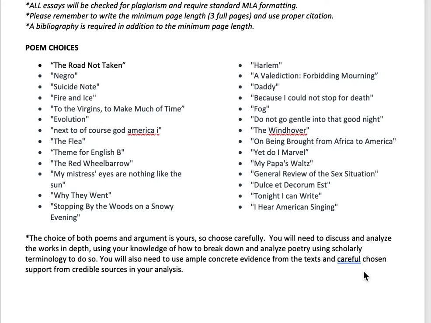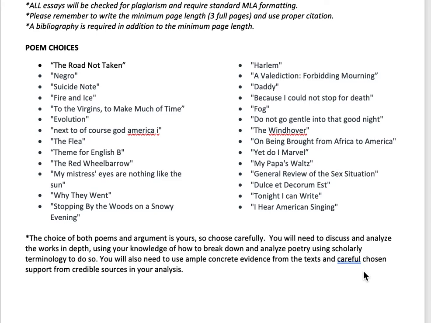So for example, one thing I want to make sure that you do is that you compare the poems across concepts. What I don't want you to do is have one paragraph for The Road Not Taken and one paragraph for Because I Could Not Stop for Death, and then one back for The Road Not Taken and then one more for Because I Could Not Stop for Death. That is a less complex form of analysis. What you should do is choose 3 main ideas to compare them across.